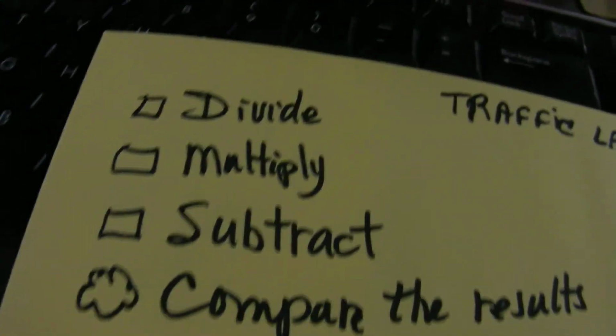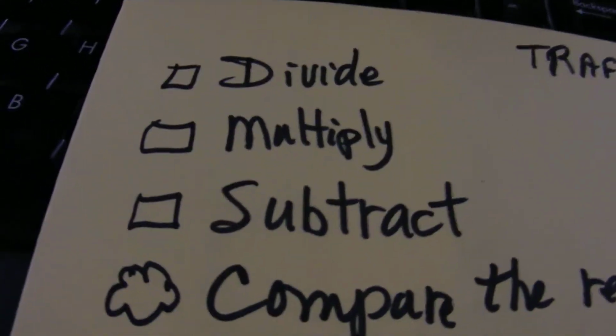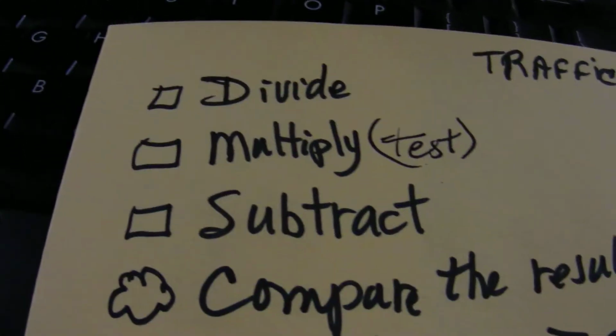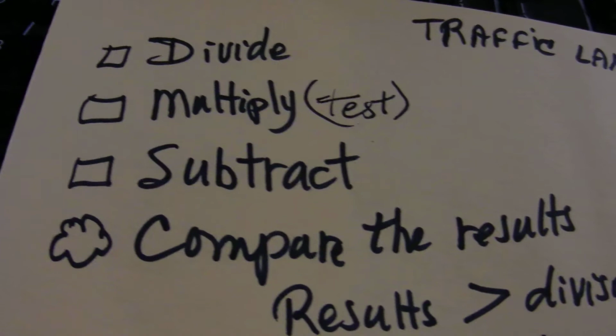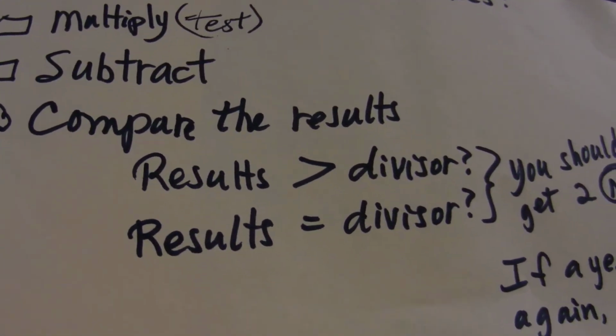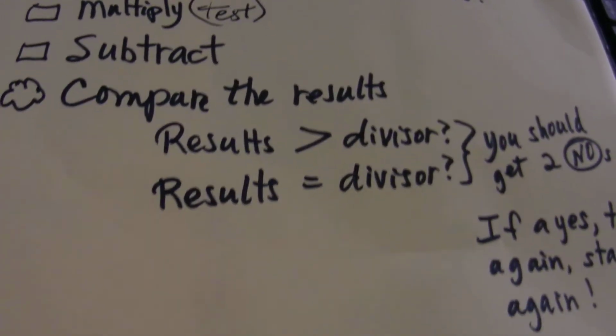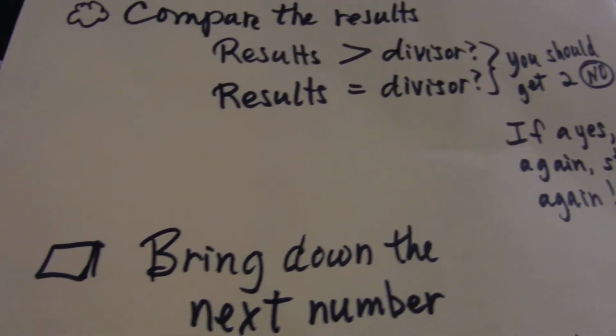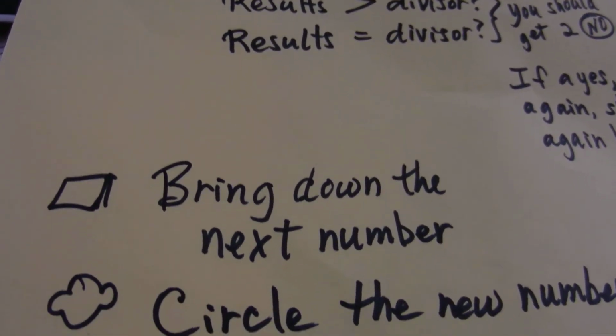So there we have it. Let's review the steps again. You divide, you multiply. Some people like to say we test the answer. We test our guessing. Subtract, compare the results. That's a very important step. You bring down the next number.